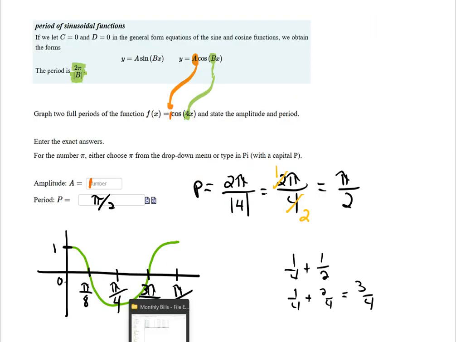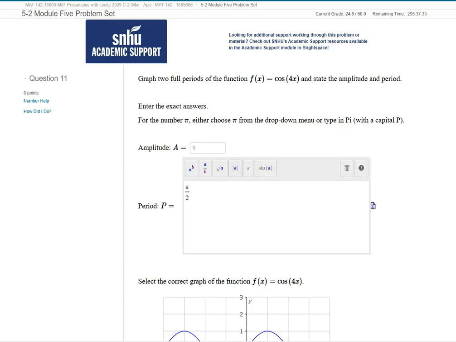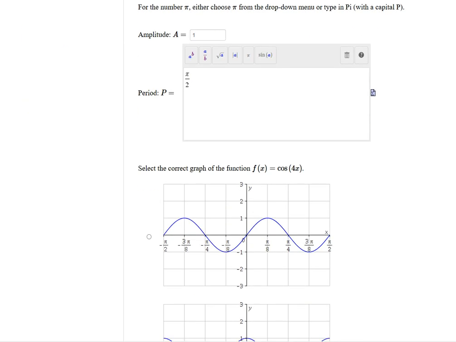Where is it? And it's right there. There it is. So I put in my amplitude of 1. I typed in the pi over 2, and then I'm looking at my graphs. This one starts at 0, so that can't be it. I hope you can see my mouse.